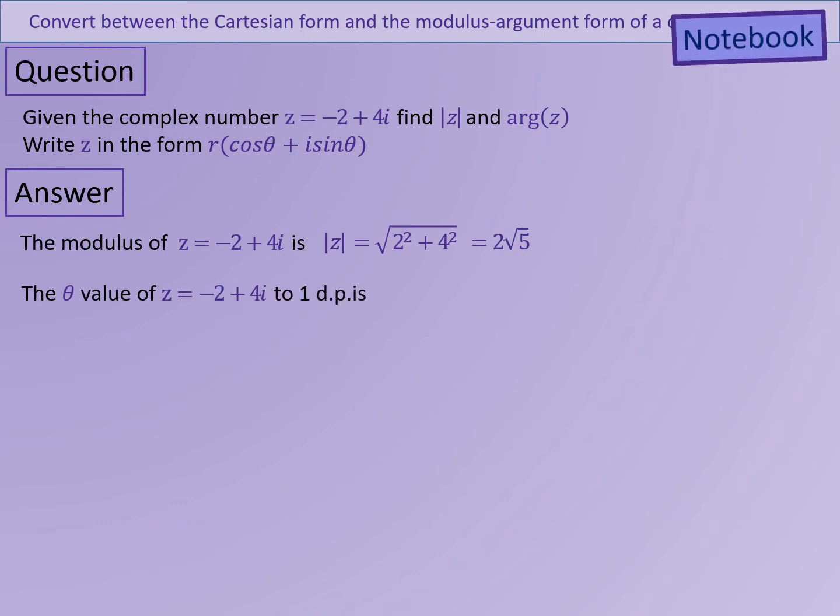So the value of theta can be found using the inverse tan formula. But we do just need to be careful, because if we just sub those numbers in, theta equals inverse tan of 4 over negative 2, we get a negative argument. Now, that's fine. Arguments can be negative. They can be between minus 180 and plus 180. But we now need to just quickly check and say, does that make sense if we look at a diagram? Does that look as though that is the angle?